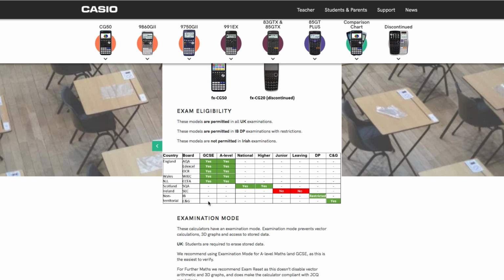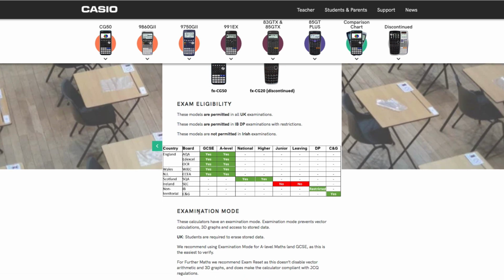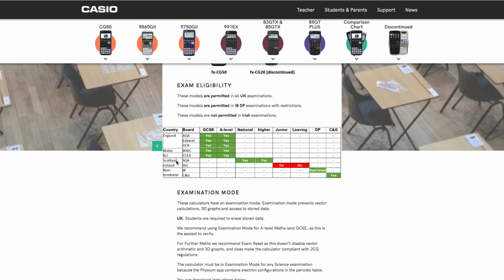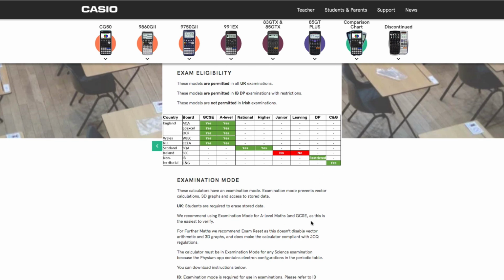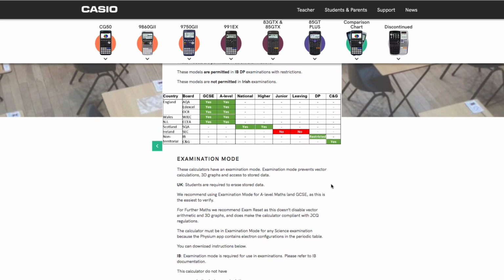It's also allowed for the Welsh board as well, for GCSE and A-level, for Northern Ireland qualifications from the CCEA, and for Scotland as well. We have the national and higher qualifications. The CG50 is allowed in those, but we can see clearly here for the junior and leaving certificates in Ireland, the CG50 is not allowed. For the international baccalaureate as part of the diploma program, the use of the CG50 is restricted. That basically means putting it in exam mode, and we'll discuss a little bit about that in just a moment. And it's also allowed in the City and Guilds qualifications too.